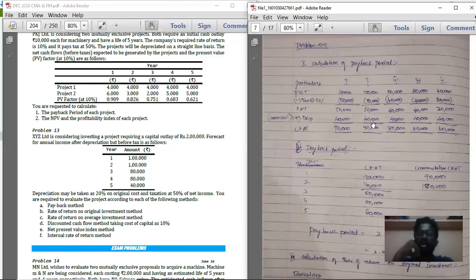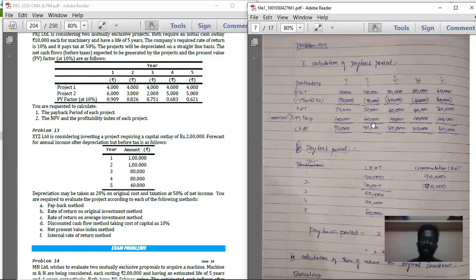So now total it. Add both profit after tax and depreciation. Record below the depreciation, cash flow after tax, that is CFAT. First year record 50,000 plus 40,000, that is equal to 90,000. Second year 50,000 plus 40,000, that is equal to 90,000. Third year 40,000 plus 40,000, that is equal to 80,000. Fourth year 40,000 plus 40,000, that is equal to 80,000. And fifth year 20,000 plus 40,000, that is equal to 60,000. That is CFAT. So we have calculated what is CFAT.